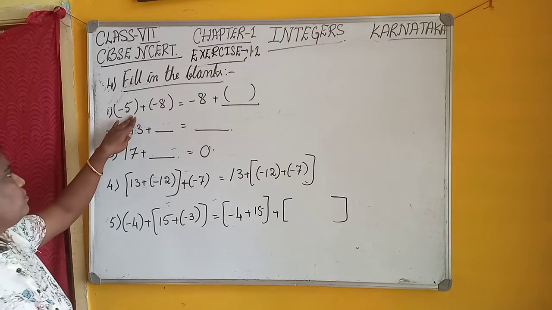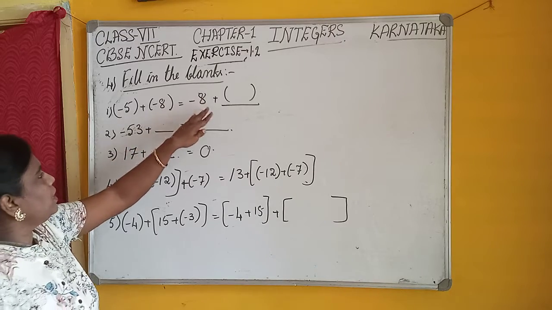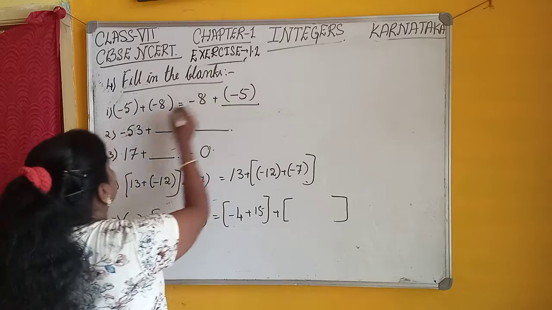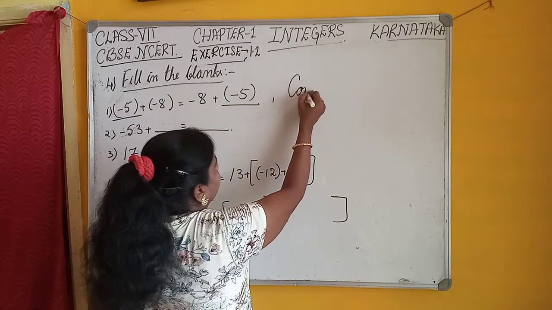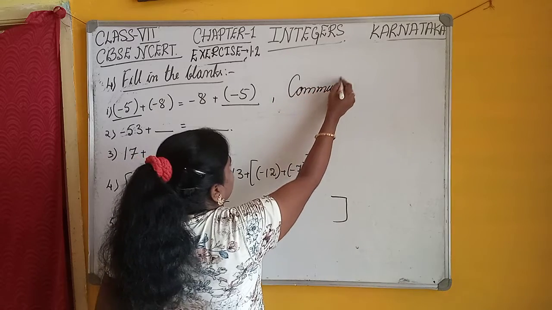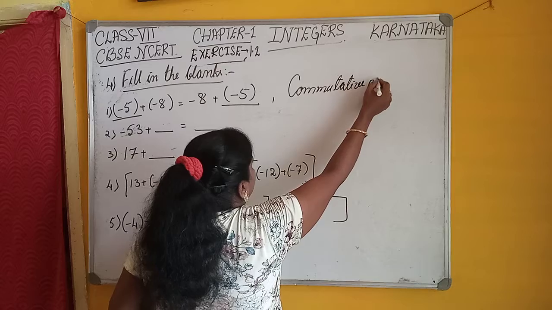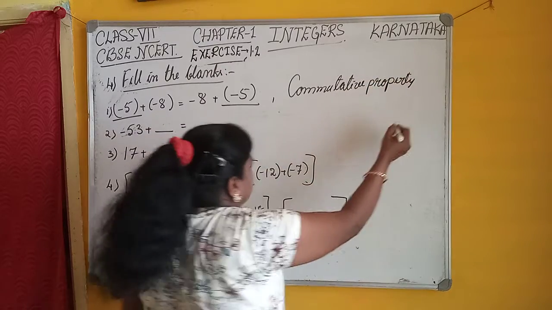First one, minus 5 plus minus 8 is there. In here minus 8 is there. Here we have to fill up the number which is not existed. This one is the commutative property of addition used, isn't it? Commutative property of addition.